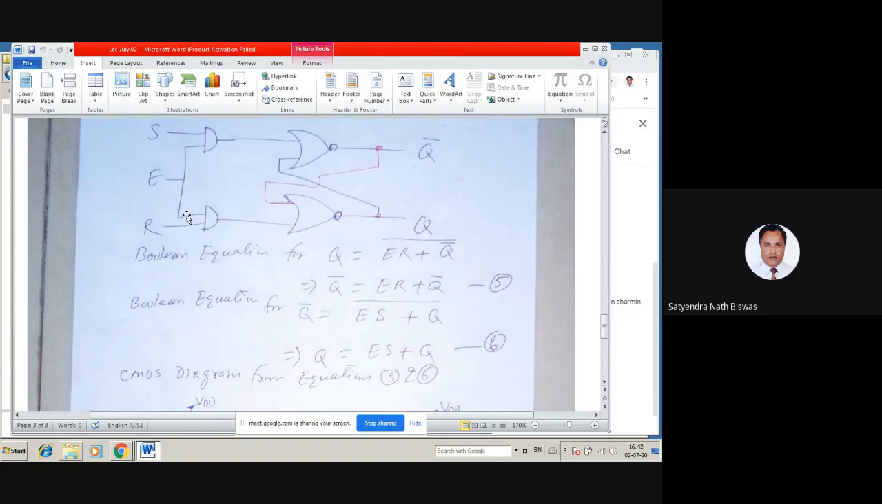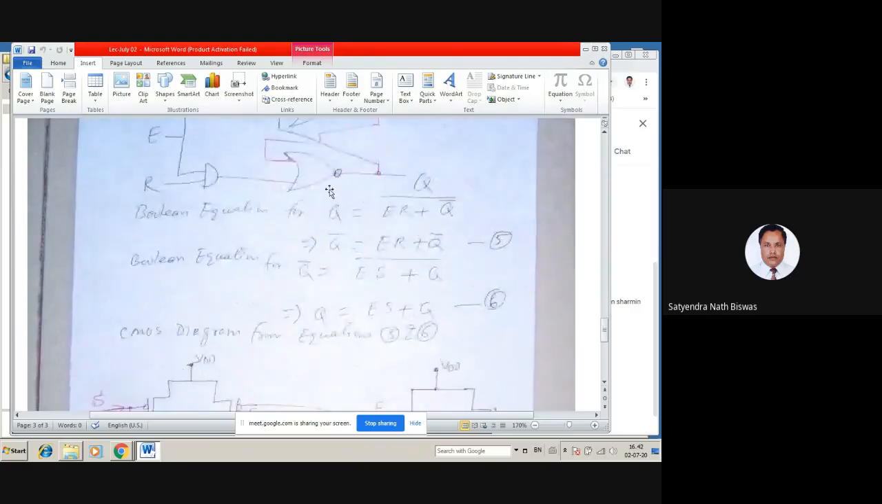E and R will be an AND gate, plus Q bar, here is a Q bar coming from here, and there will be a whole bar. Now your question in here, you have to be careful, how do you simplify this equation?